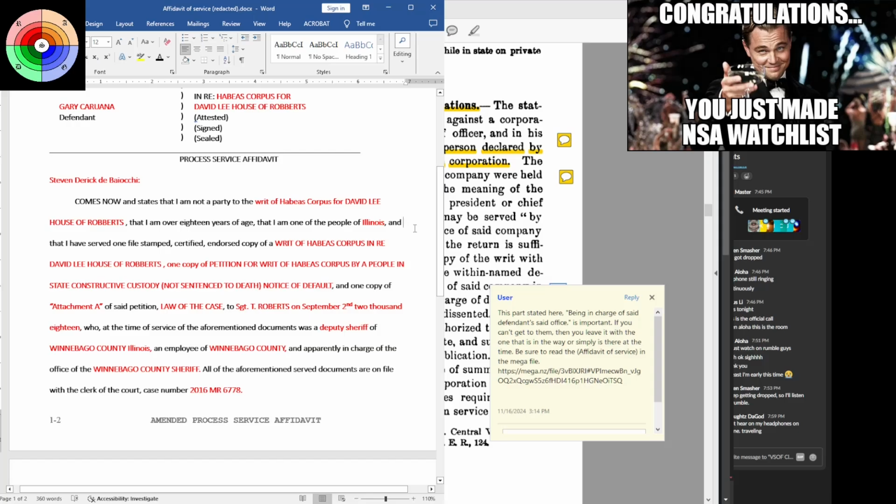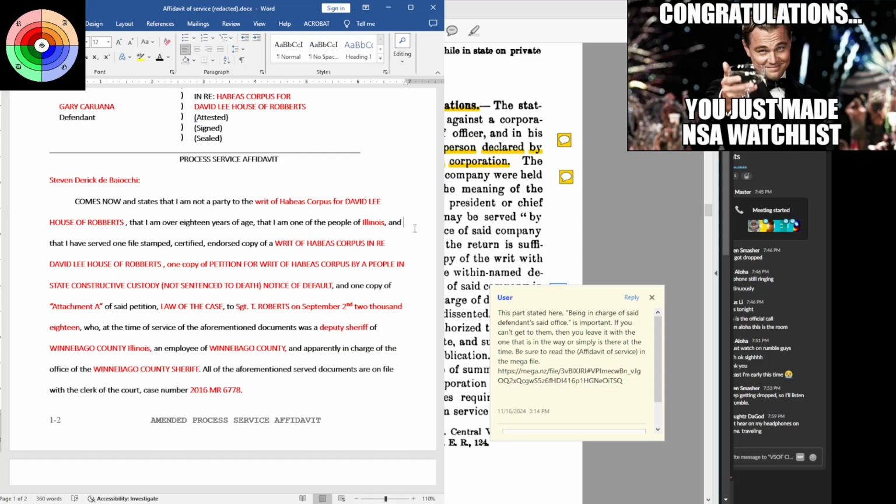1 file stamped, certified, endorsed copy of a writ of habeas corpus in re David Lee House of Roberts, 1 copy of petition for writ of habeas corpus by a people in state constructive custody, not sentenced to death, notice of default, and 1 copy of attachment A of said petition, law of the case.